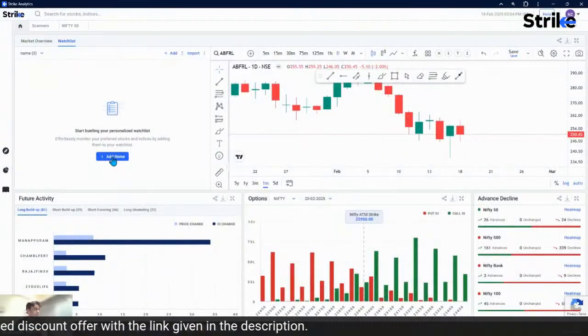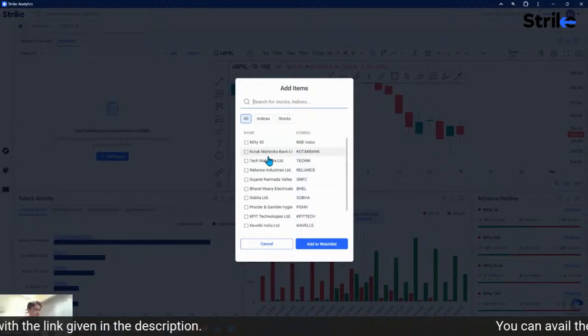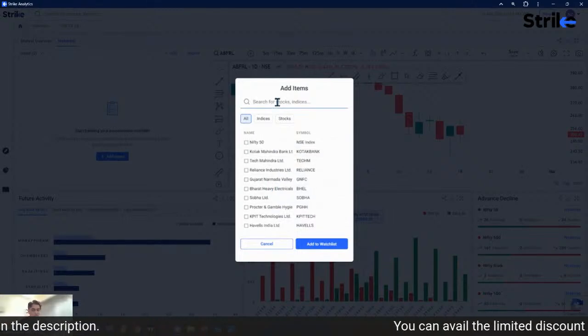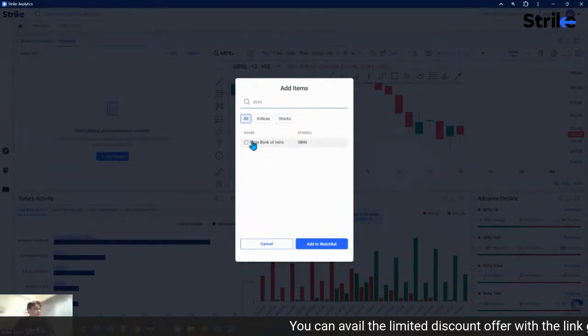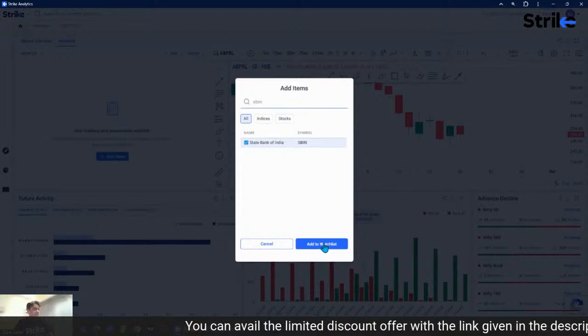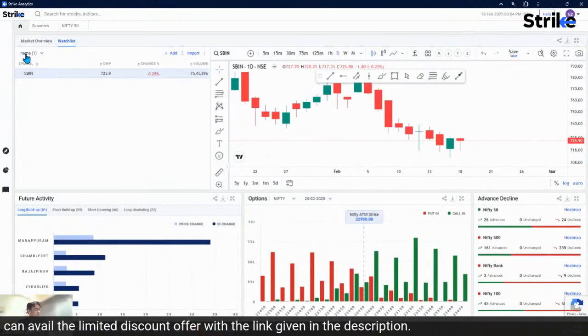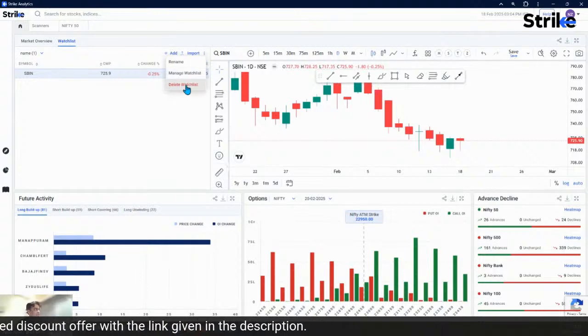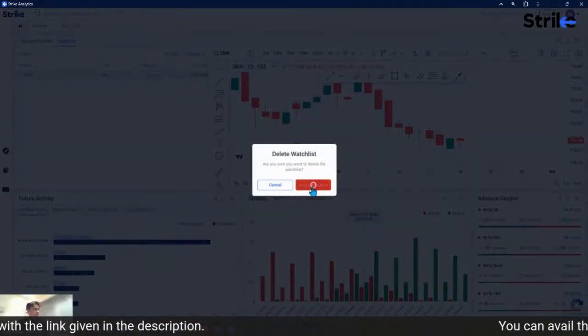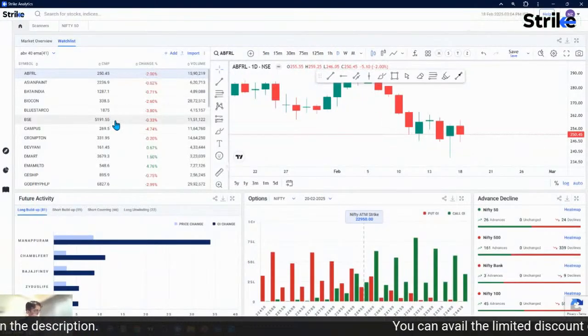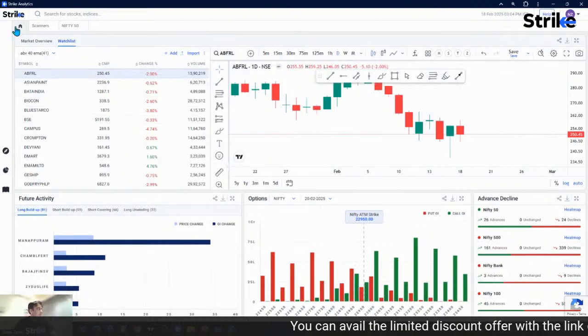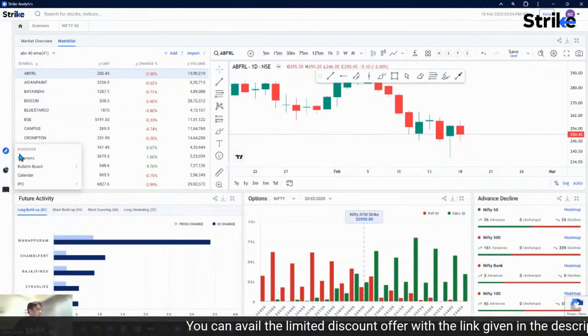As soon as you say that, you can add items over here. Click on search for the stocks over here, search for the stocks and simply click and say add to watch list. It will be added over here. All right, if you want to delete this, you can say delete watch list and say delete. So this is one way what you can do. Another way is you can go to the scanners, as I said.